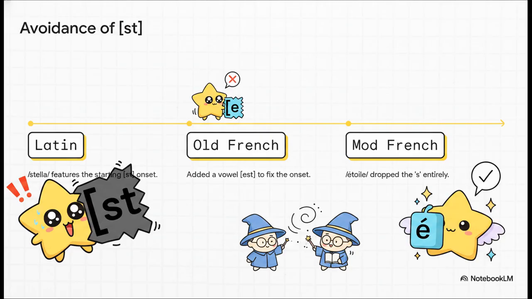Let's trace the timeline of the Latin word for star, stella. In Old French, just like Spanish, they added a vowel to satisfy their syllable rules, turning the beginning into est. But as modern French evolved, they decided to completely delete the awkward S consonant entirely. That's why the modern French word for star is étoile. The S was literally erased from existence just to satisfy the structural rules of the language.